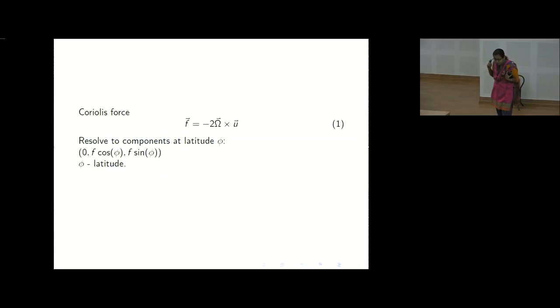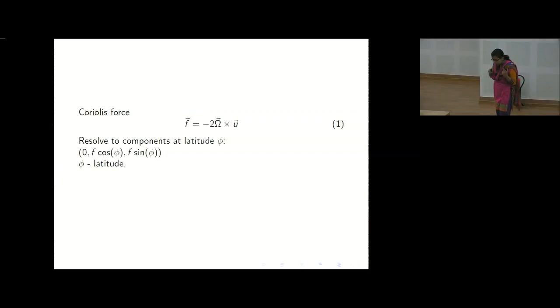So the effect of Earth's rotation is a pseudo force called the Coriolis force, which is a cross product of the angular frequency of the Earth and the velocity vector. So this is the velocity of your fluid. At any given latitude, you can resolve it into components. So the component along the x direction.